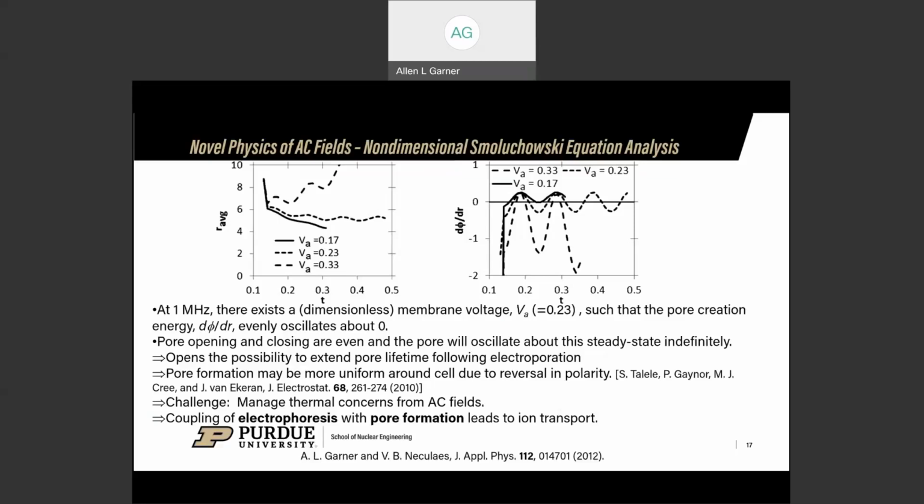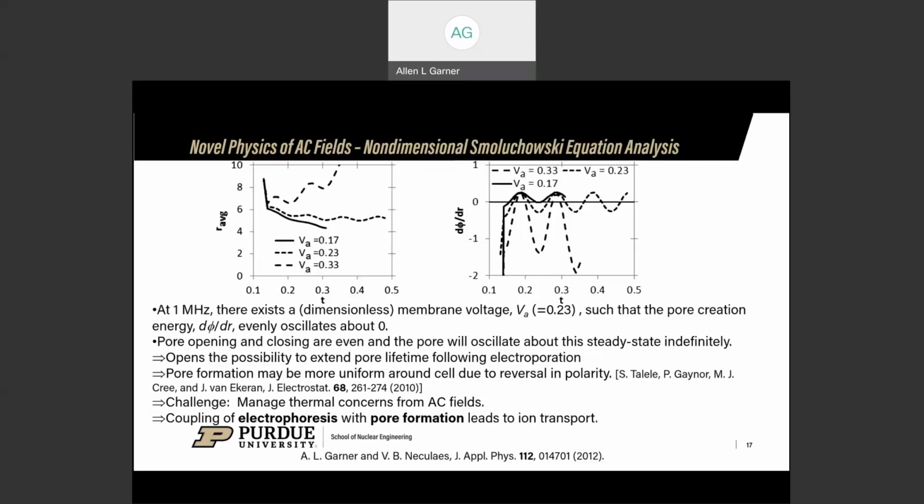It's important to note that as a function of membrane potential, this behavior is independent of frequency. As long as the frequency generates that membrane potential, you get this behavior. Now, obviously, as you change the frequency, you're going to have to change the voltage that you apply. As the frequency goes up, you need to apply a higher voltage to get the same membrane potential.